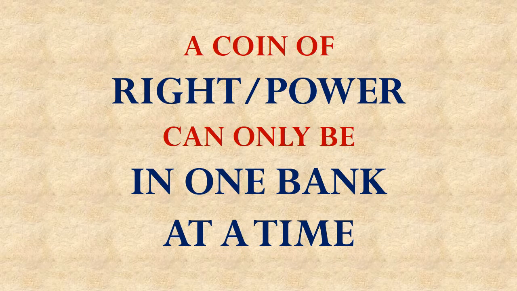Now, remember, I taught this in the previous lesson. A coin, which represents a right or a power, can only be in one of these piggy banks at a time. If the state has it, it is not in the individual or the national. If the national has it, it's not in the state or the individual. If the individual has it, it's not in the state or the national. It can only be one place at a time. Only one party controls it. And it's only if individuals control it that we can call it a right.